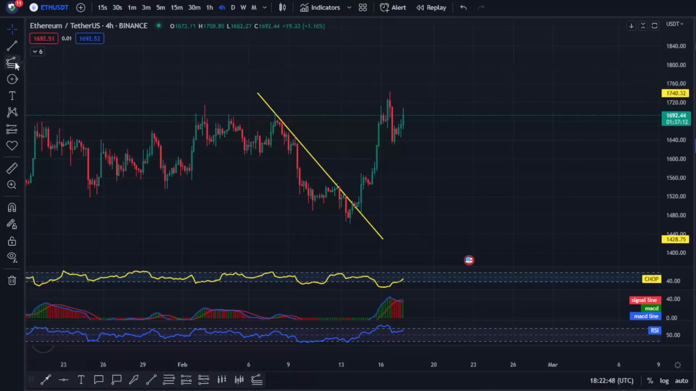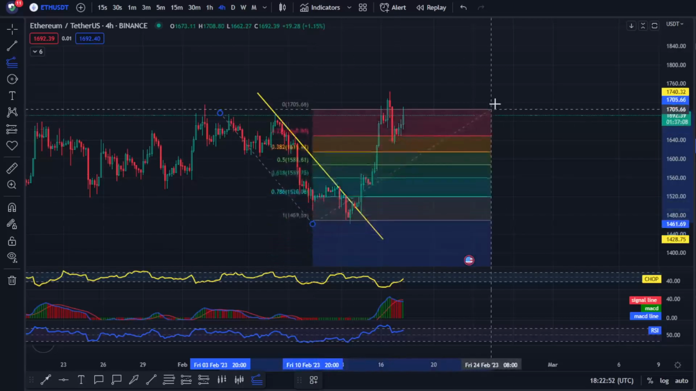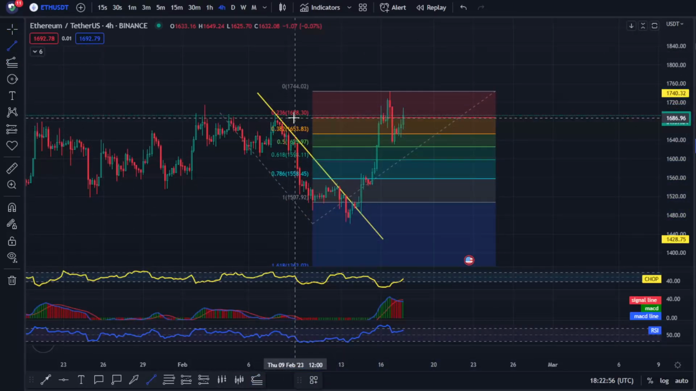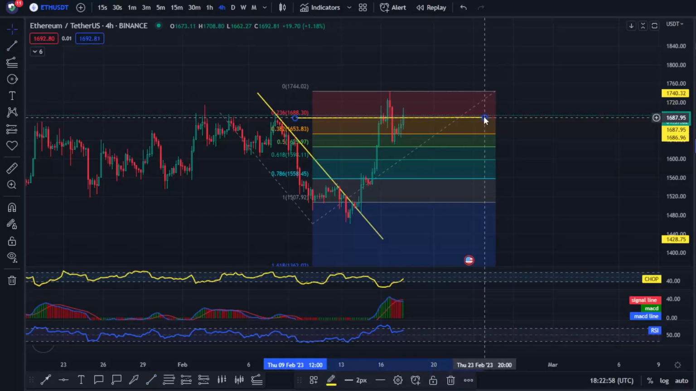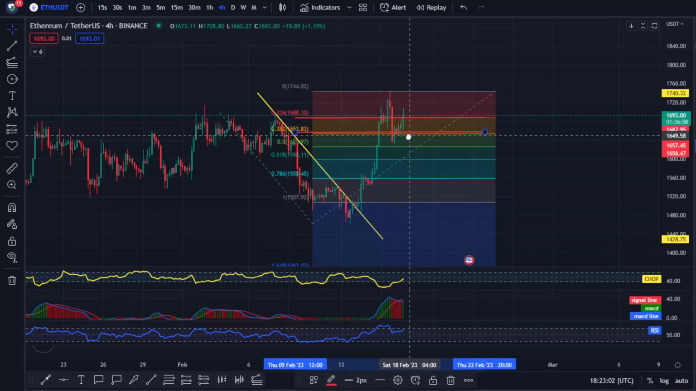We will use the trend-based fib extension tool to mark the supports, and as you can see, we have the first support at $1,687, the second support at $1,653, the third support at $1,626, and the next support at $1,597.